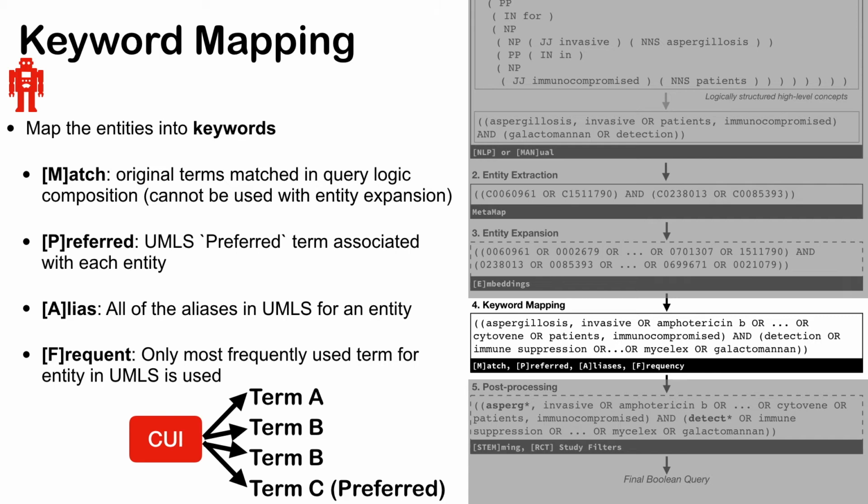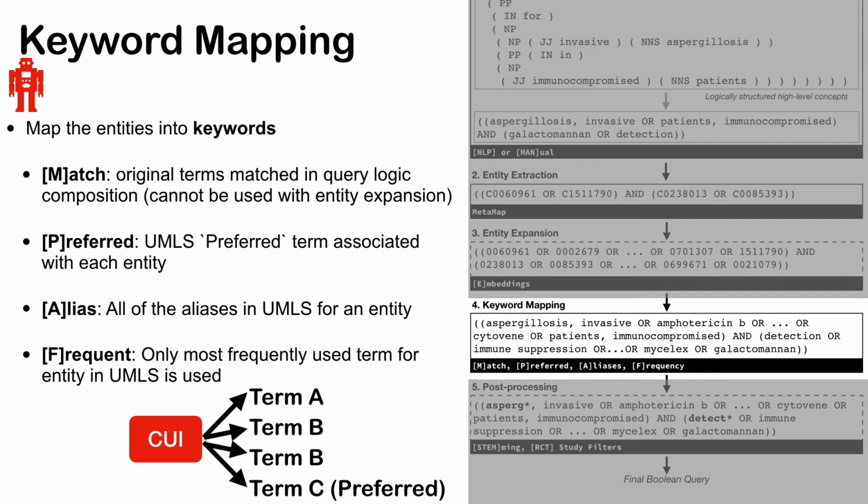The first is match, which just takes the original terms matched in the query logic composition step. This method can't be used with entity expansion and ignores the entity mapping step. Next is preferred. In the UMLS terminology, each concept has a preferred term associated with it. So in the example below, you can see that term C would be selected as the keyword to map in this method.